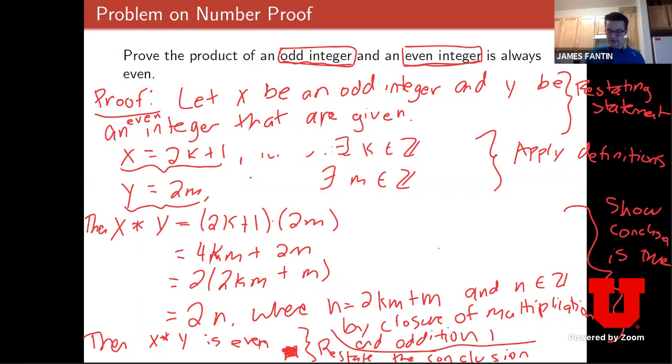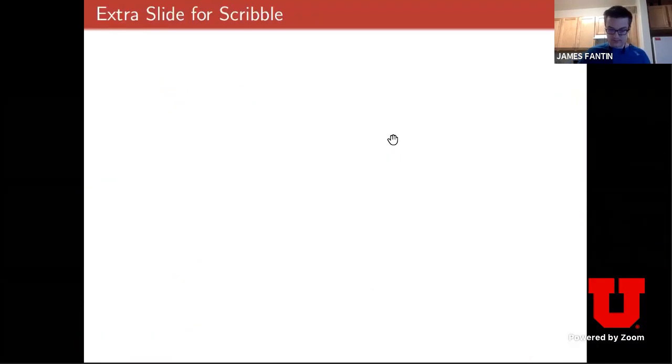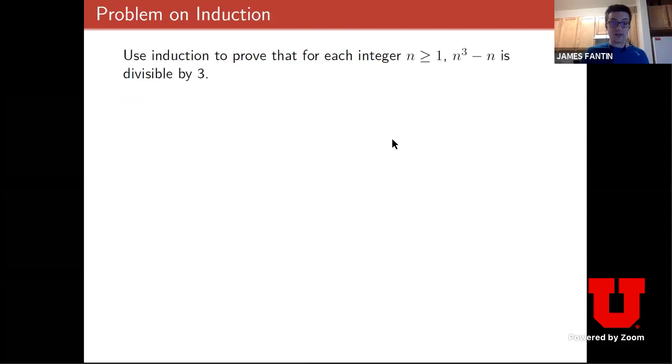Awesome. So let's go ahead and move to the second problem. Here, we've got a problem on induction. Like Jake was talking about earlier, there's a skeleton of how to do an induction proof that we want to follow, and we always want to do that for every induction proof. Here we're asked to use induction to prove that for each integer n greater than or equal to 1, n cubed minus n is divisible by 3.